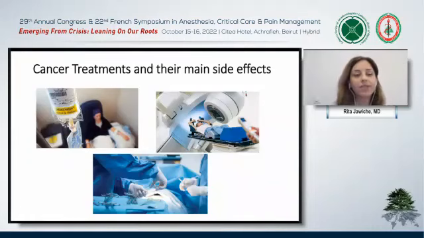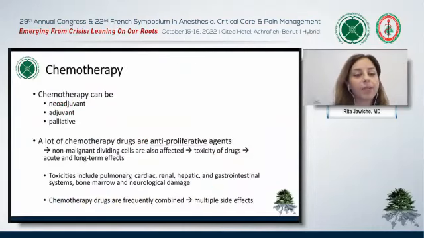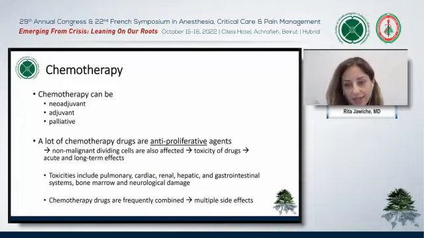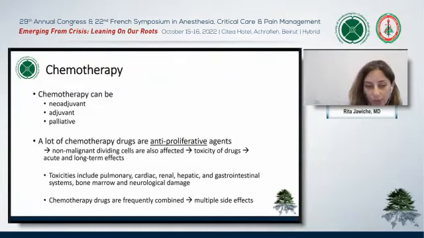So cancer treatments, we will detail them a bit together. Chemotherapy can be neoadjuvant, adjuvant, or palliative, neoadjuvant being before the surgery. Most of the chemotherapy drugs, as we all know, are anti-proliferative agents, so they will be targeting the rapidly dividing cells. Unfortunately, in our body, we have non-malignant rapidly dividing cells, and those drugs will target those cells also, and that's where the toxicity of the drugs will appear.